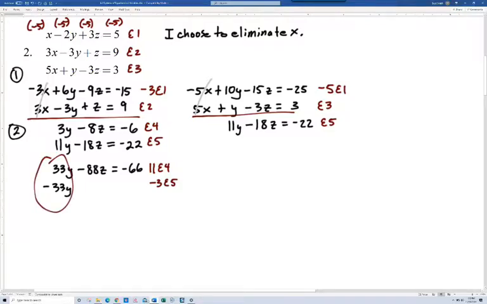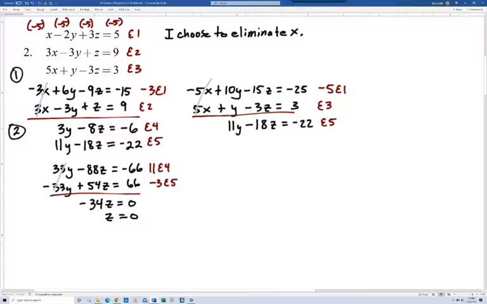We're trying to eliminate y here, and we do have opposites. Then we'll do negative 3 times a negative 18z, that's 54z. And negative 3 times negative 22, that's positive 66. So let's go ahead and add our equations together. Y is eliminated. A negative 88 and 54, that's going to be negative 34z is equal to 0. Well, you can divide both sides by negative 34, but z is going to have to be 0 here.